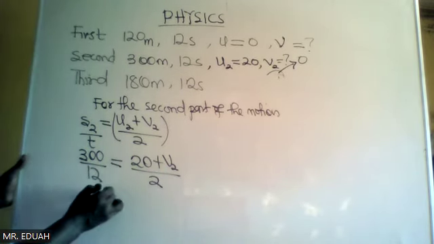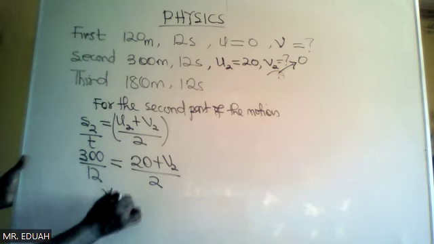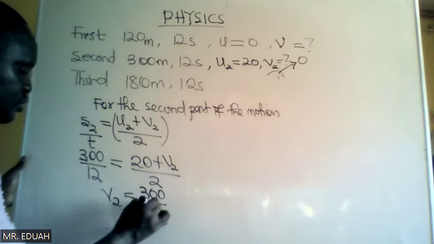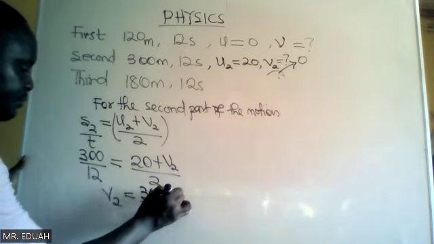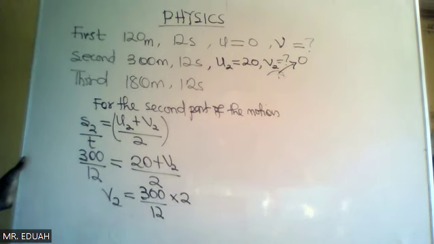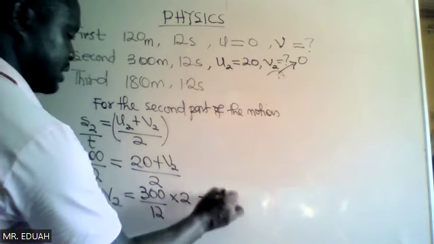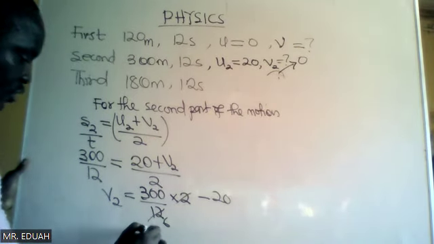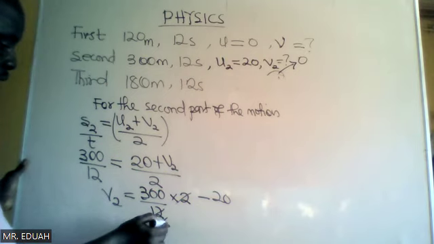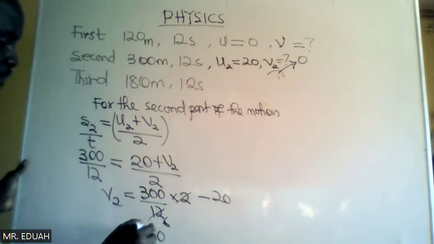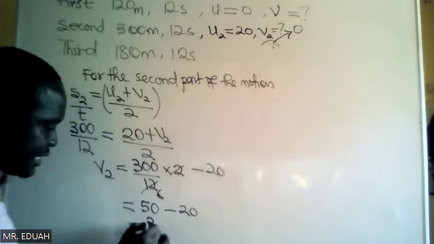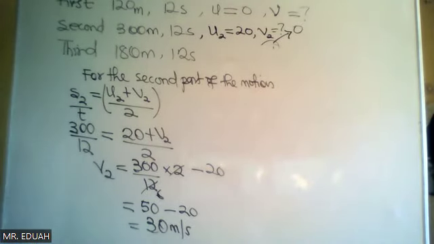Therefore, V2 is equal to 300 on 12 times 2 minus 20. This and this is 6. So 50. 6, 5, 50 minus 20. So we have 30 meters per second.